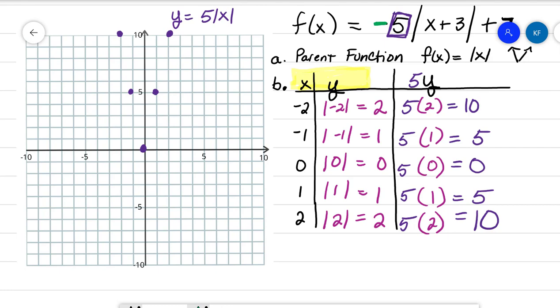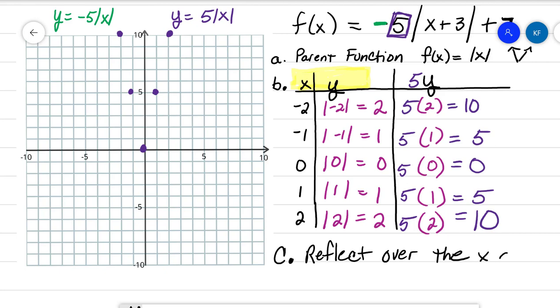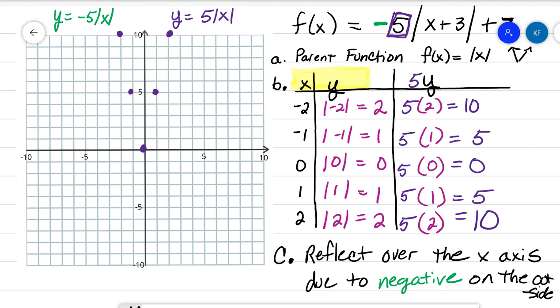So this is a reflection. The negative sign is a reflection, and I'm graphing now -5 times the absolute value of x in green. So this is the negative on the outside. So I better write it in the list because I know some of you guys like the list. So reflect over the... I ran out of space a little bit. So I'm going to reflect the points over the x-axis.